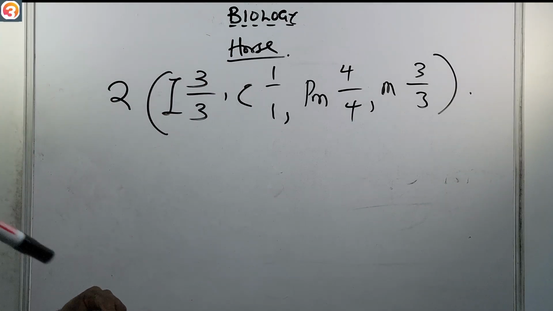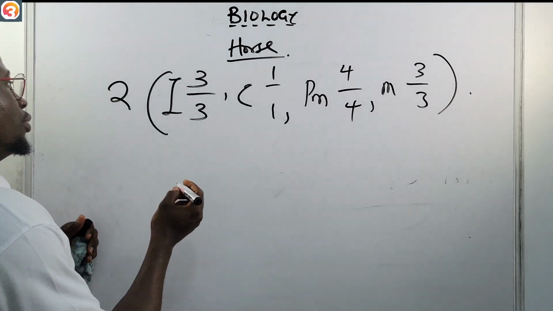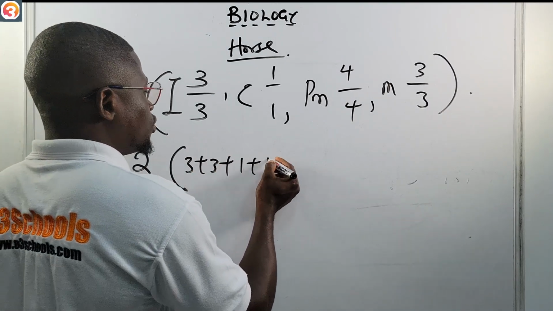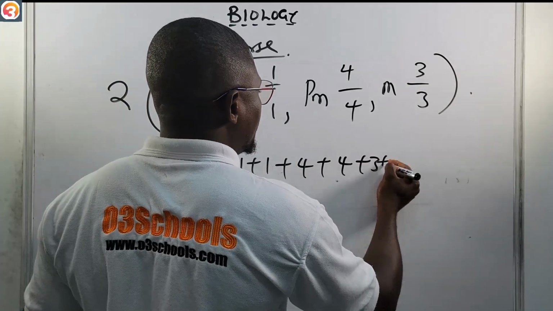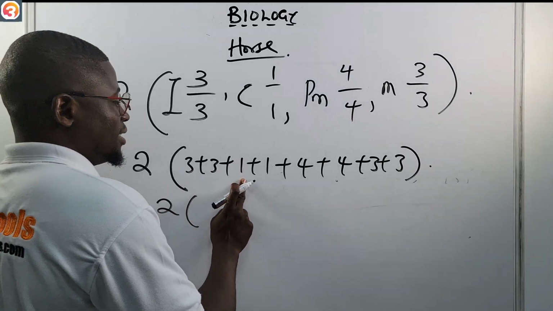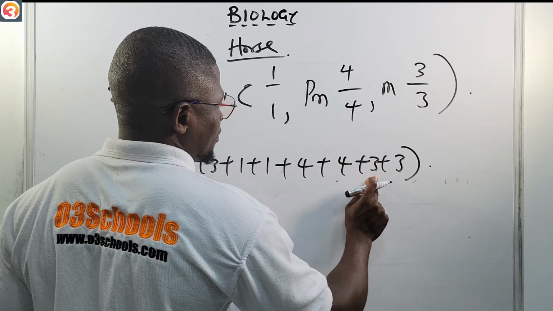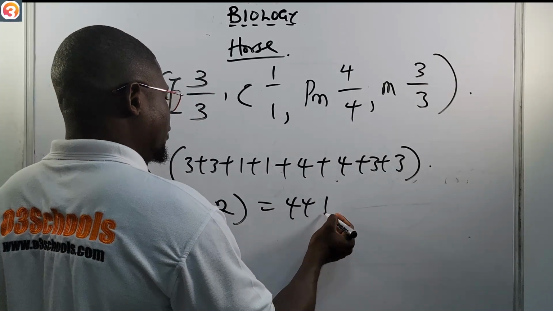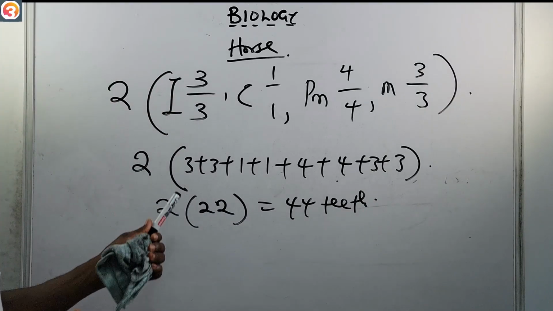Let us see the total number of teeth that a horse has. You can settle down to do this on your own. I'm going to have 2 times 3 plus 3 plus 1 plus 1, then plus 4 plus 4, then plus 3 plus 3. So I'm going to have 2 times 3 plus 3, 6, 7, 8, 12, 16, 19, 22. That's a total of 44 teeth for the horse.